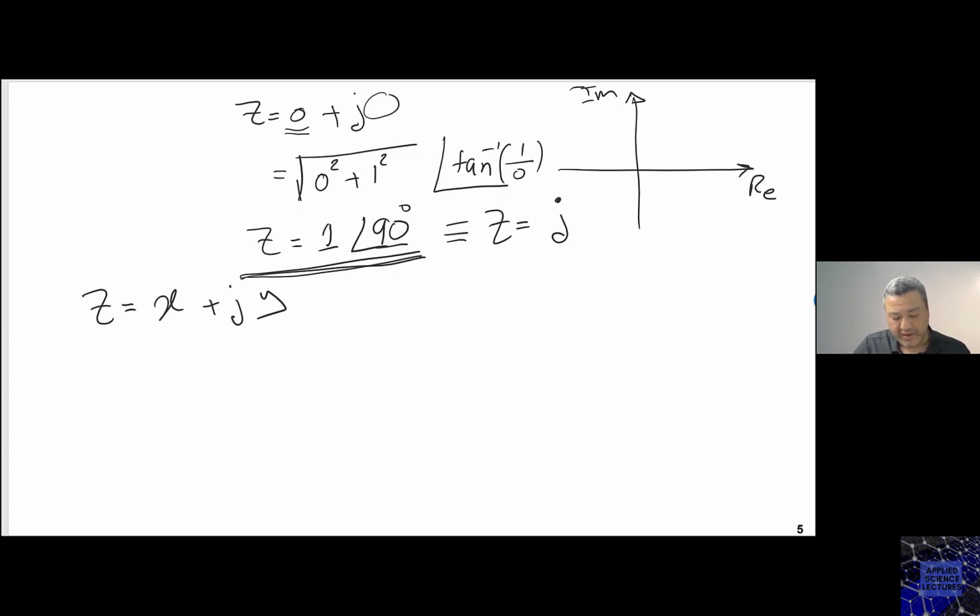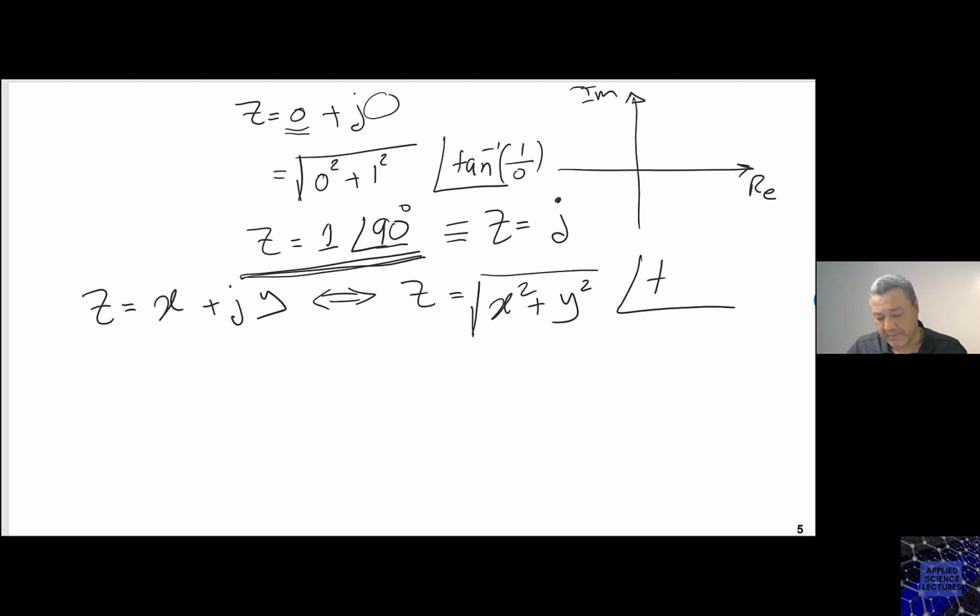So here, if I am to convert this one into the polar, what I'm going to get is the following: the square root of x squared plus y squared. This is going from rectangular into polar, and then tan inverse of y over x. Now this y is called the reactance, and this x is the real part, right?